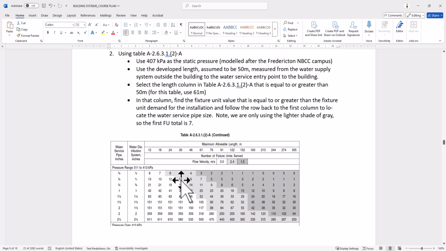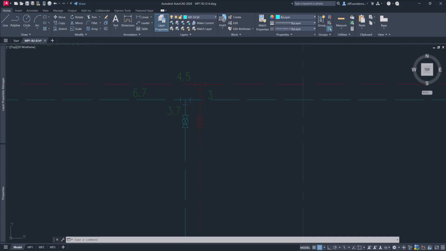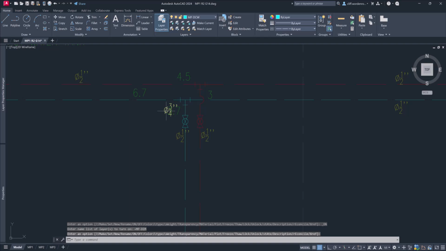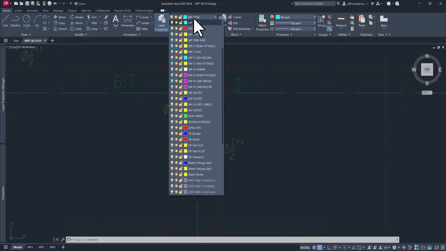Right. So we can't use 5/8. So when you strike out this, we have to go down 1. So we're right here. So 3/4 inch would be the size of this line. Okay, and I'll turn that on. Right, so we have a 3/4 inch line, which is right there behind my fixture units.